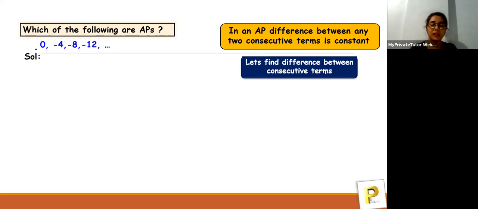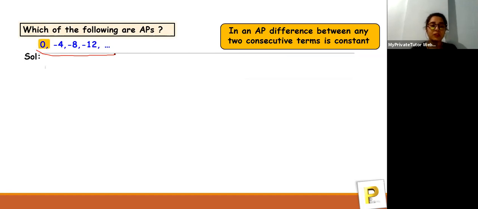Now how will you find out whether the given list of numbers is an AP or not? The first thing you have to do is find the difference between them, and if the difference is common, then it's an AP, and if not, it's not an AP. Let's check if this question is an AP or not. A1 is 0, A2 is minus 4. Let's write these in the form of A1, A2, A3, because we have to signify the first term, second term, third, fourth, like that. A3 will be minus 8 and A4 will be minus 12.